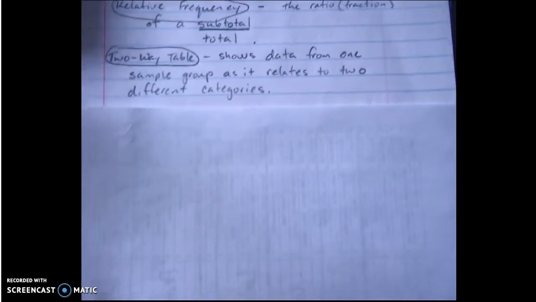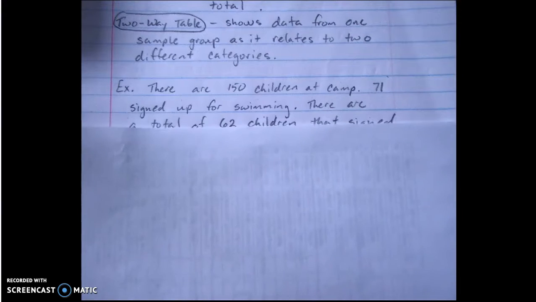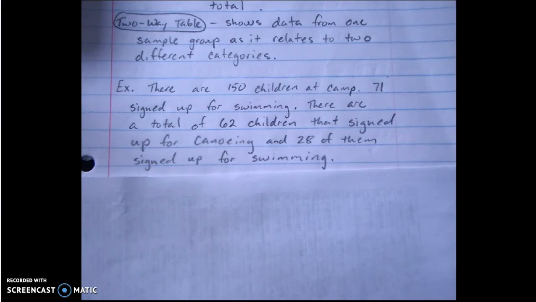All right, so here we go. Here is our example that we're going to use right here. It says, example, there are 150 children at camp. 71 signed up for swimming. There are a total of 62 children that signed up for canoeing, and 28 of them signed up for swimming. So the first time we read it, we just see this is a situation in which there are children at a camp who are signing up for activities, and the activities are swimming and canoeing. So that's the first time we read it.